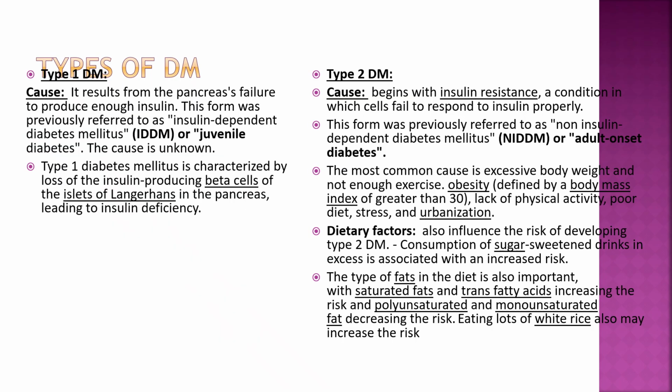Now we will see types of diabetes mellitus. There are two main types, type 1 diabetes and type 2 diabetes. Type 1 diabetes results from the pancreas failing to produce enough insulin, and it was previously called insulin dependent diabetes mellitus or juvenile diabetes because it is seen mainly in children. Type 1 diabetes mellitus is characterized by loss of insulin producing beta cells of the islets of Langerhans in the pancreas, which gives rise to insulin deficiency.